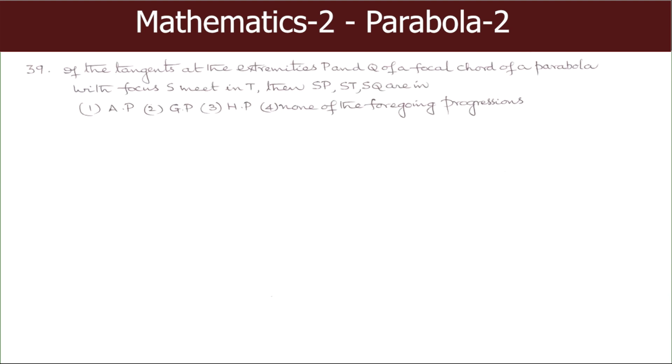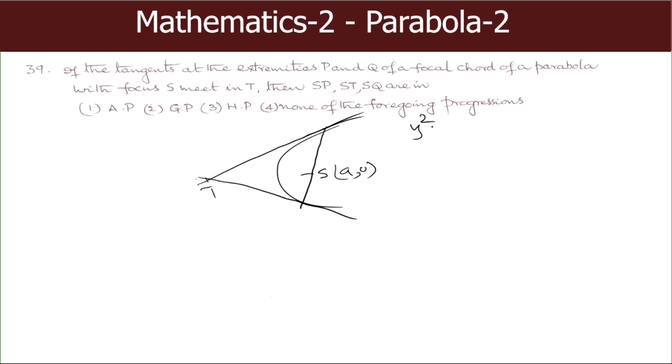Okay. Next, 39. If the tangents at the extremities of a focal chord of a parabola with focus S meet in T, like this. This is a focal chord. Suppose the parabola is y square equal to 4ax, so that the focus is (a, 0). This is P.